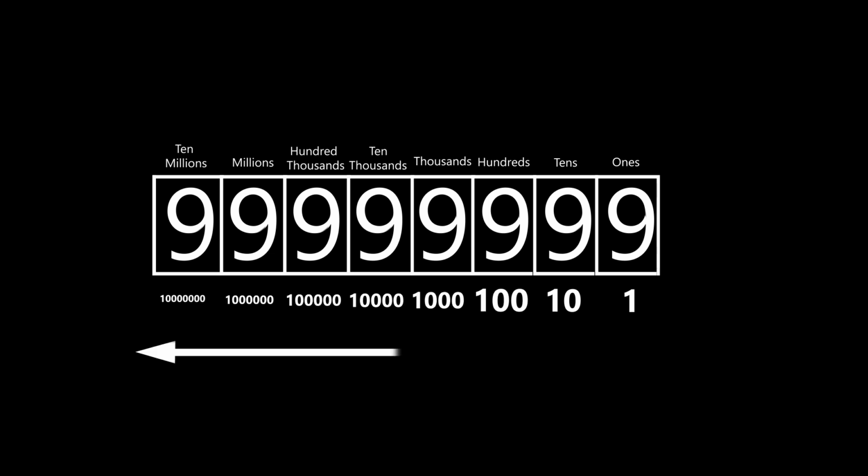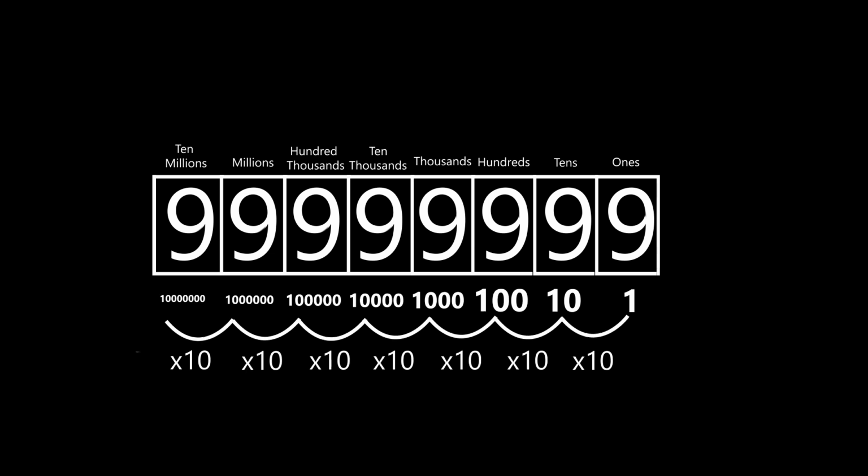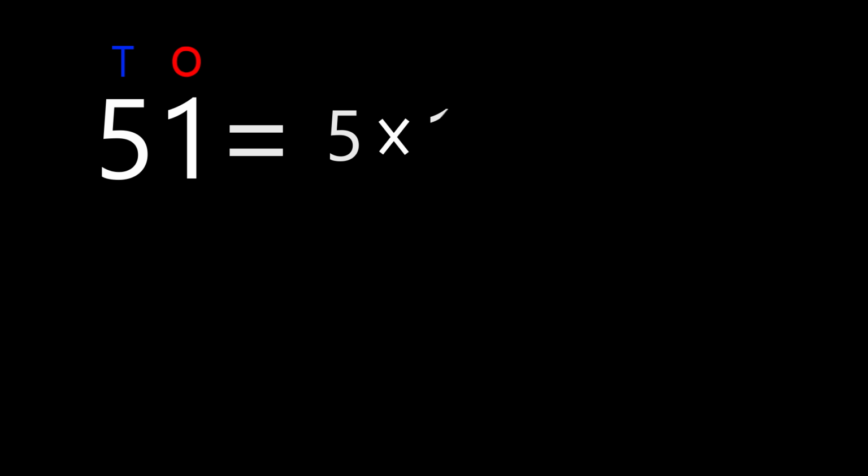The ones place has a weight of 1, the tens place has a weight of 10, the hundreds place has a weight of 100, and this pattern continues, with each place value increasing tenfold as you move one digit to the left. In the previous example, the number 51 consists of 5 in the tens place and 1 in the ones place, which means it can be written as 5 times 10 plus 1 times 1.